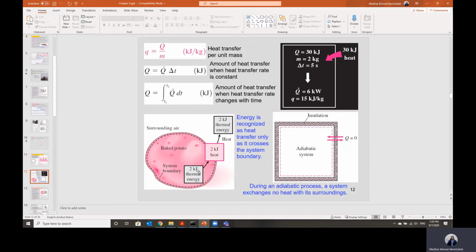Let's consider this hot potato. Let's say it has an internal energy of 2 kilojoule thermal energy. If it is in an environment at lower temperature, then heat will be transferred from this hot potato to the surrounding air. When this heat is inside the potato, we call it internal energy. But while it is crossing the system boundary, we call it heat transfer. So we call the energy heat when it tries to cross the system boundary. But once it is transferred to the other system, we call it part of the internal energy. So a system cannot possess heat, but it can possess energy or internal energy. Okay.